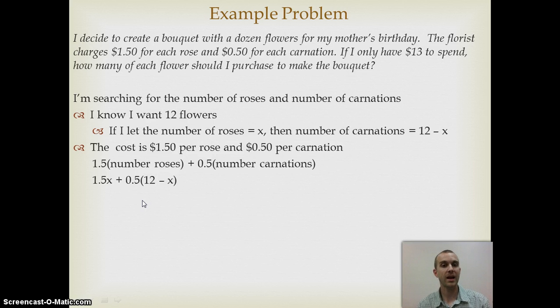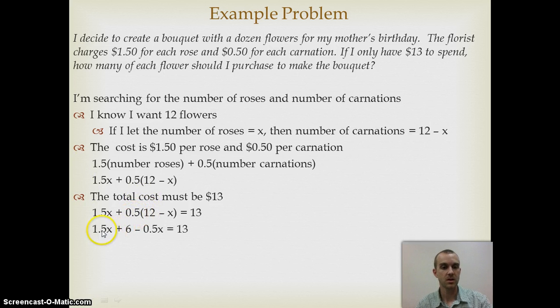Now I know that that has to total up to how much I want to spend, which is $13. So I take my expression, set it equal to 13, and solve. So I'm going to distribute the 50 cents, and then I'm going to combine like terms, and then when I subtract, I get 7. Well, X, if I remember, is my number of roses right here. So I know I have 7 roses, and then 12 minus X is 5, so 5 carnations.